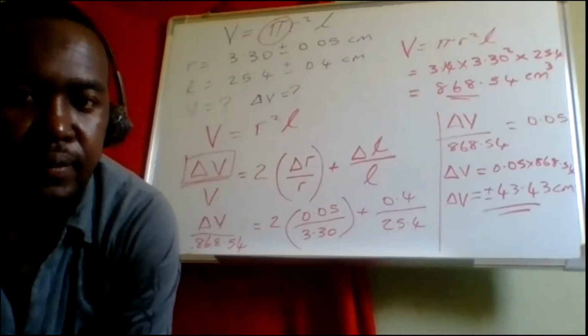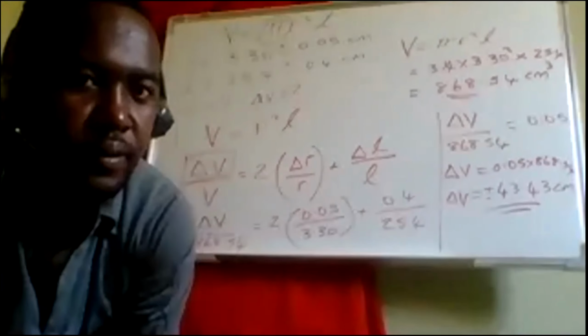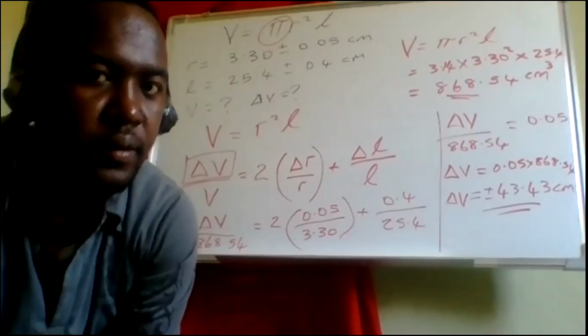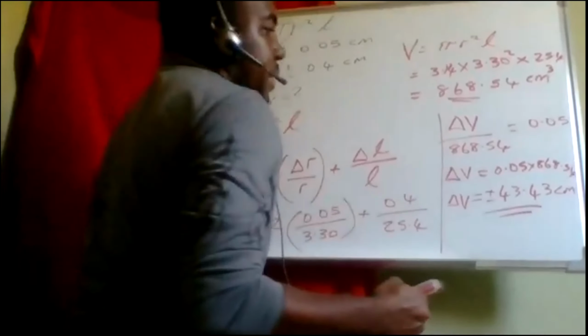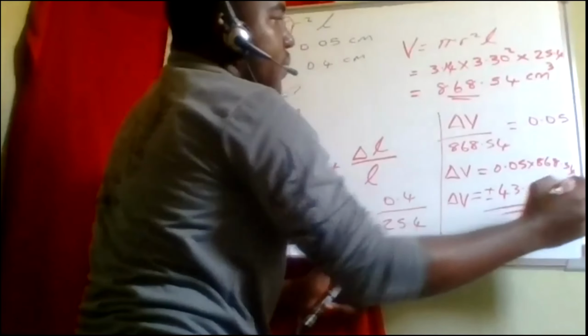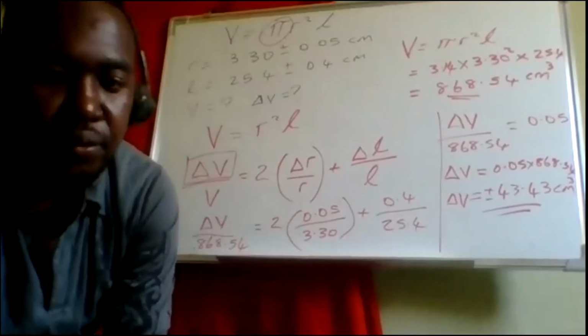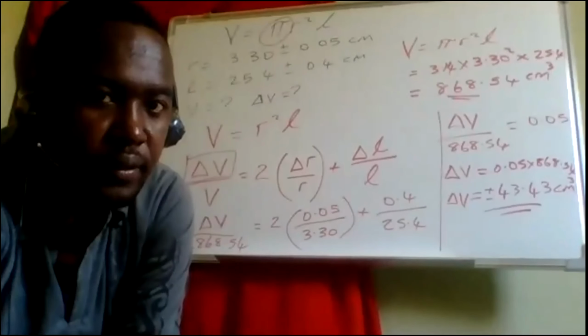Excuse me, sir. Uh-huh. What's the unit for the uncertainty of V? Oh, volume cube, sorry. Centimeters cube. Okay.